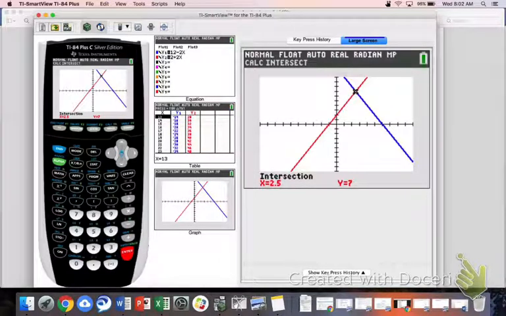Okay, good deal. Grab your notes. We're going to spend a little bit of time on this new topic. So grab your notes. We're going to be looking at section 4.2.